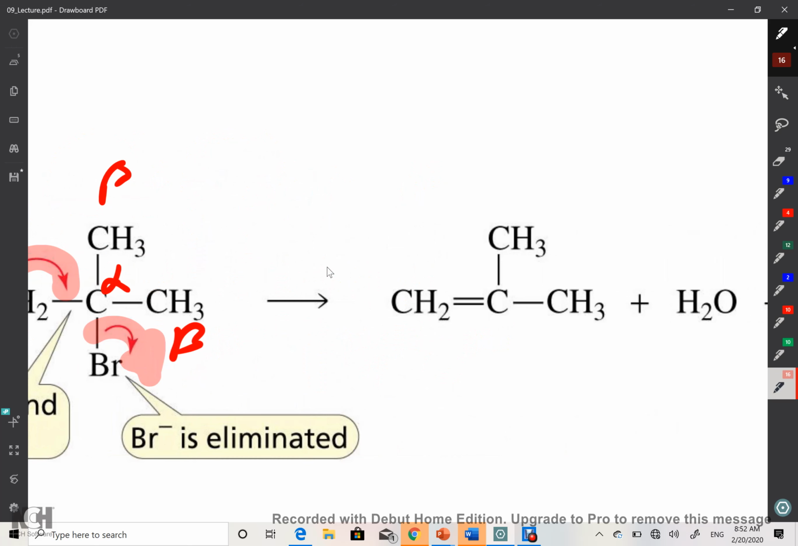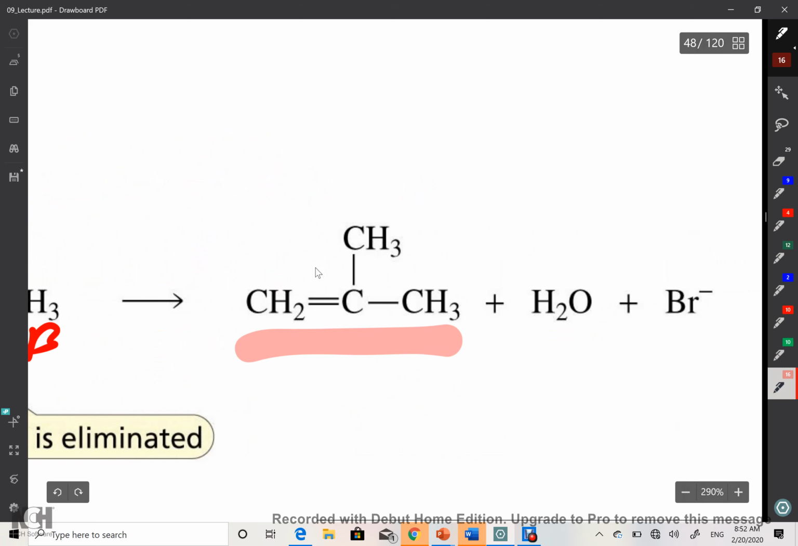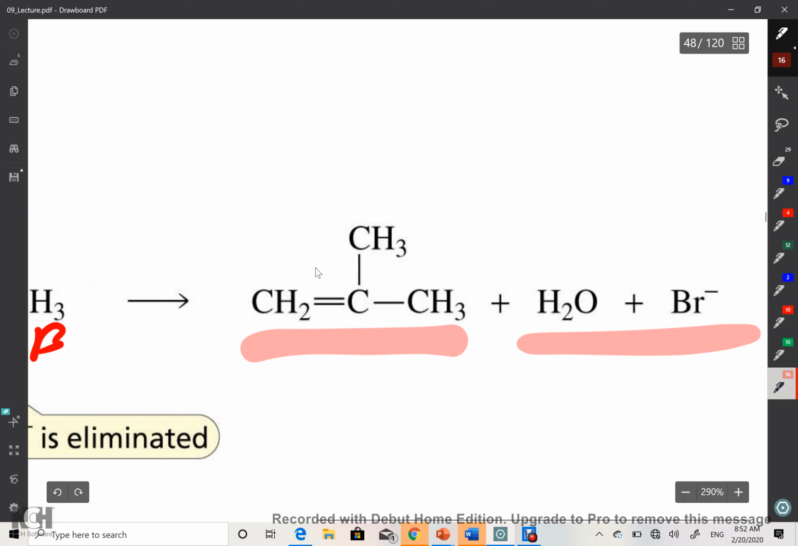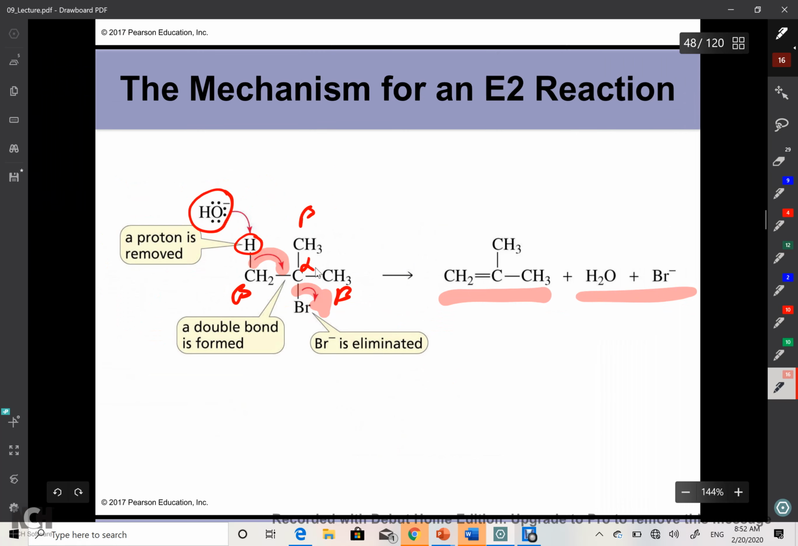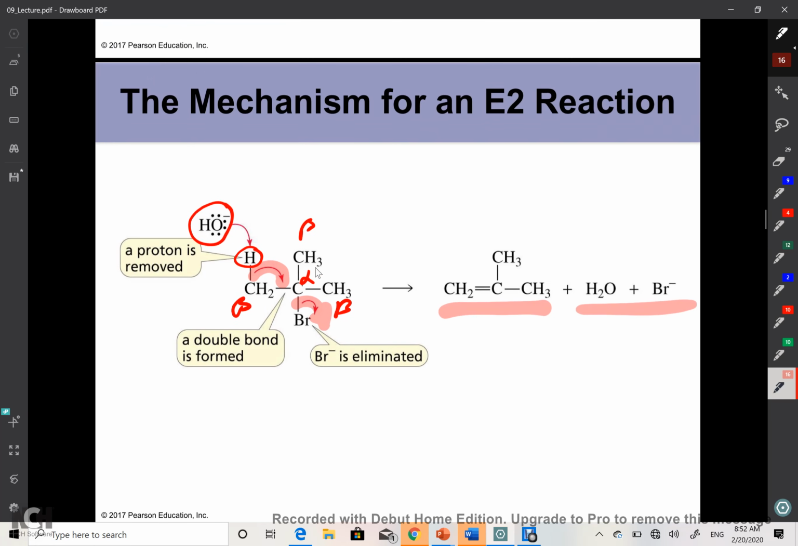And then you form your alkene, and you form your base, your leaving group and your water molecule. Okay? It's a one-step mechanism. Everything takes place at once. Question?